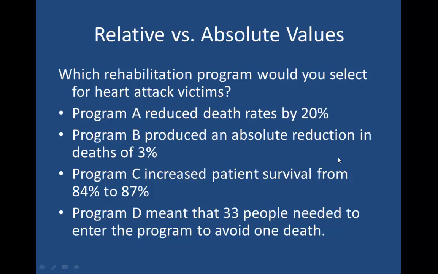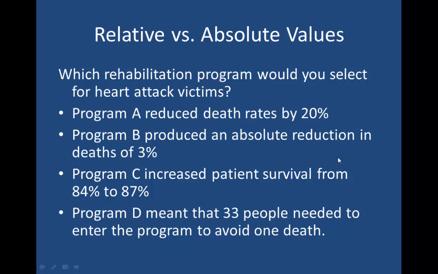So here's the confidence interval range for risk ratios. Here is the absolute risk reduction, right? 87 minus 84 is 3. And 33 people needed to enter the program to avoid one death. That's doing the NNT. It's 100 divided by 3. If you have your calculator, play along. 100 divided by 3, 33.33, or 33.33 people need to enter the program to avoid one death.